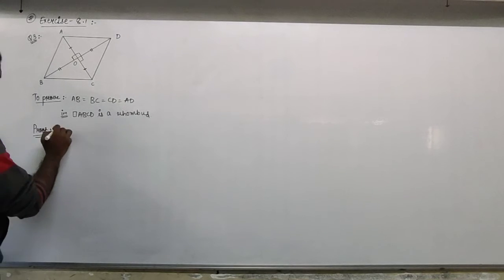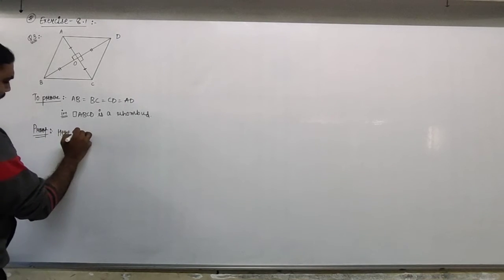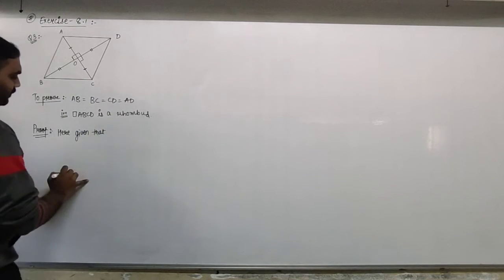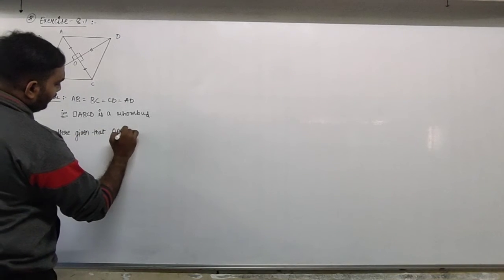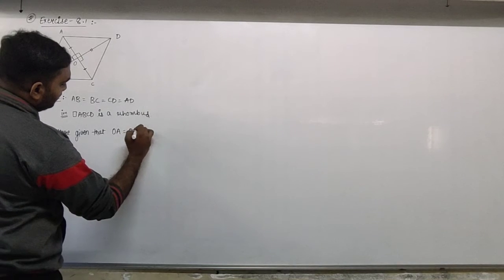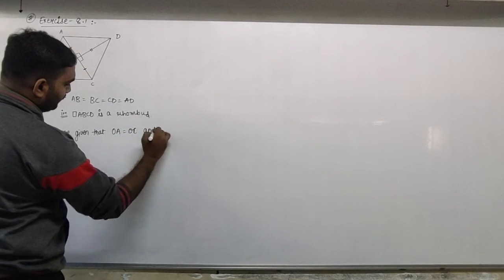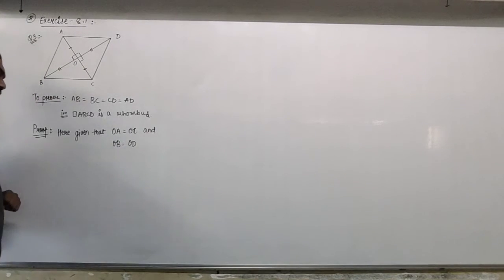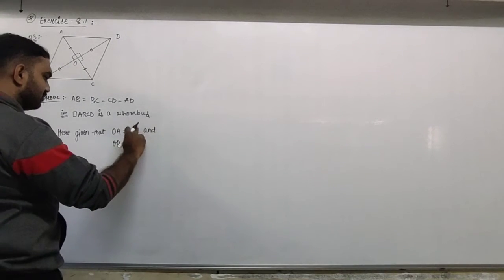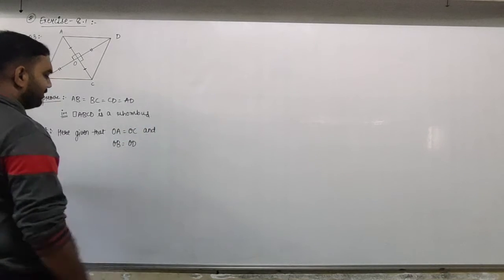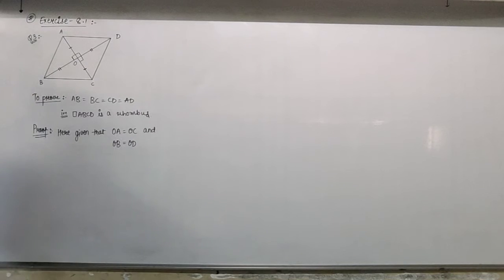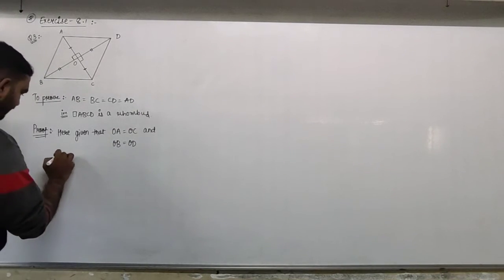In the proof, here given that OA is equals to OC and OB is equals to OD. The diagonals are bisecting each other, so OA is equals to OC and OB equals to OD.